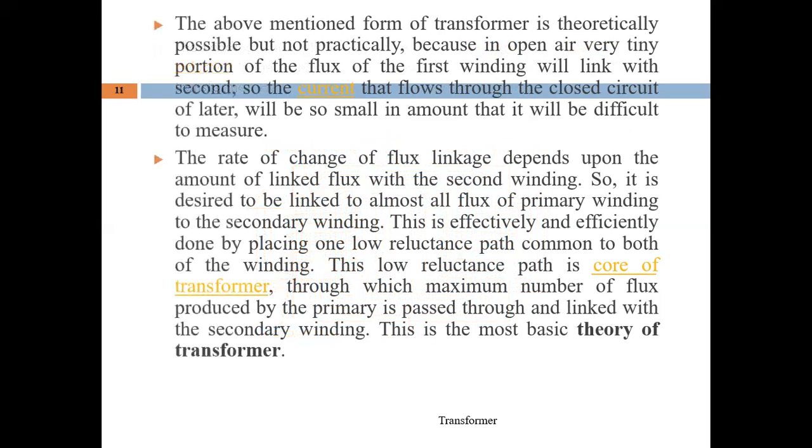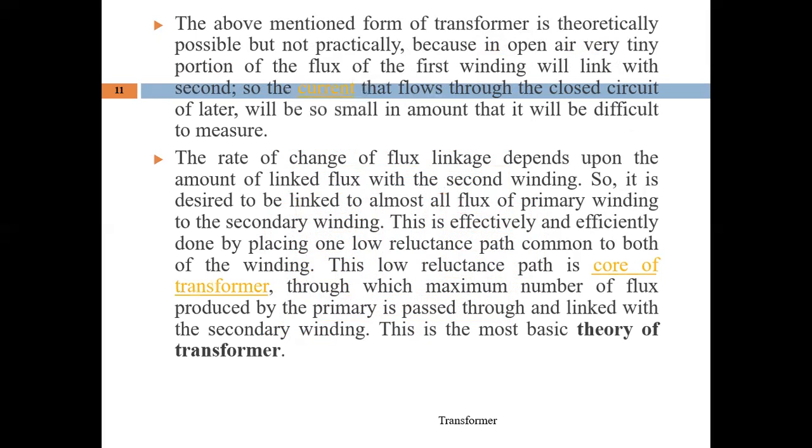The above mentioned form of transformer is theoretically possible but not practical, because in open air only a very tiny portion of the flux of the first winding will link with the second. So the current flowing through the closed circuit of the latter will be so small that it will be difficult to measure. The rate of change of flux linkage depends upon the amount of flux of the first linked with the second winding. So it is desired to link almost all the flux of the primary winding to the secondary winding.